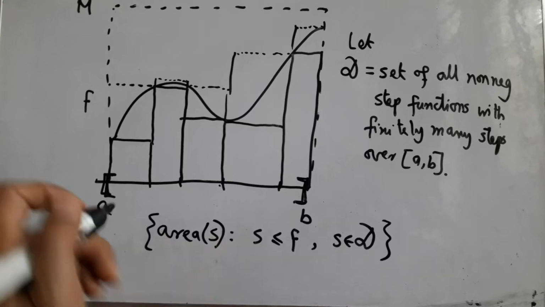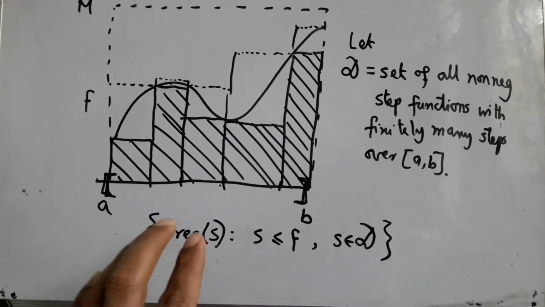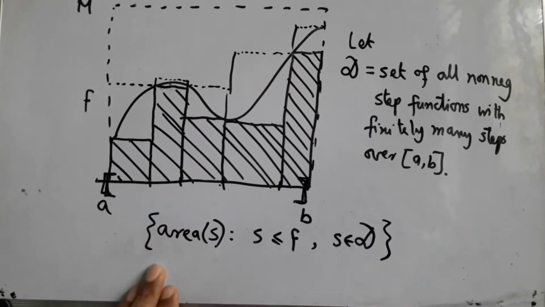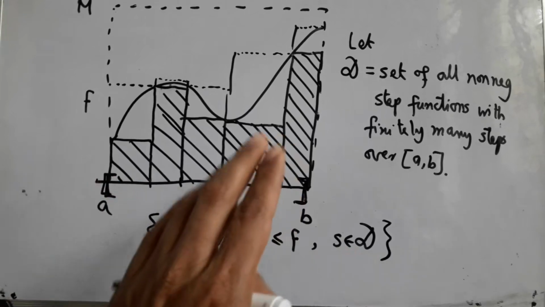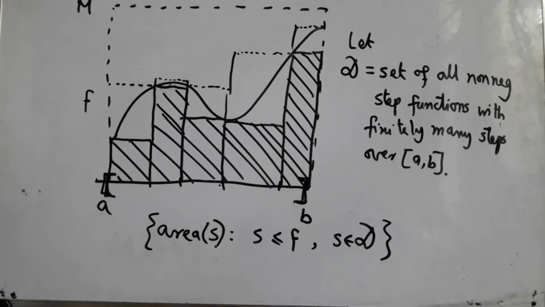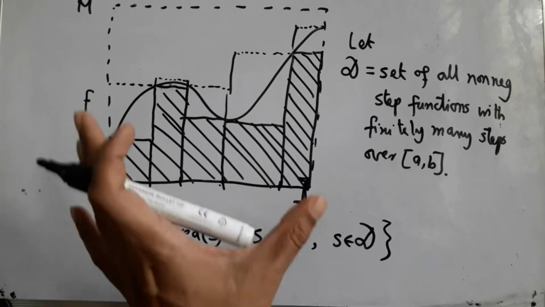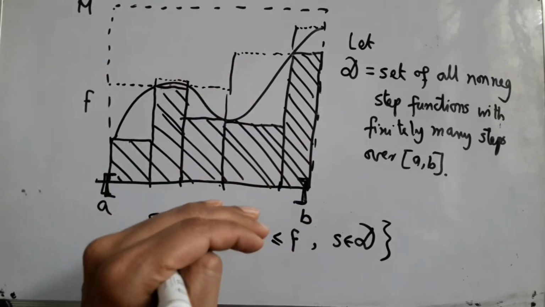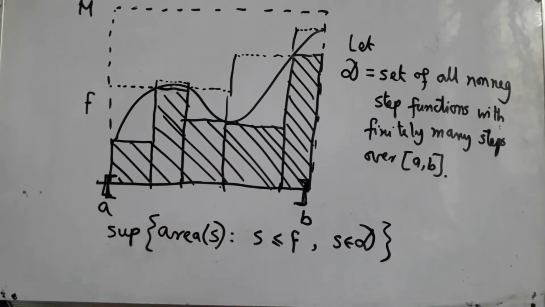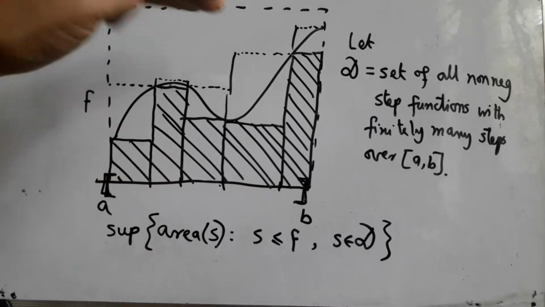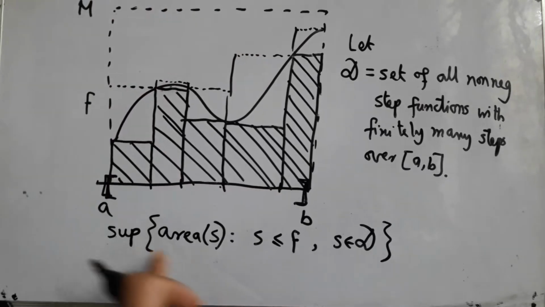So the area of s is precisely this shaded region. He will take the set of all such areas that you can take, whatever step function you take with finitely many steps below the curve, and he will try to approximate it as much as possible. Since he is doing it from below, he will take the supremum, as close as he can get. Similarly, he will take another set of step functions which will try to approximate it from above using this notation.